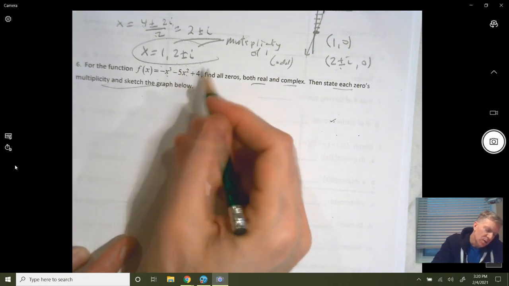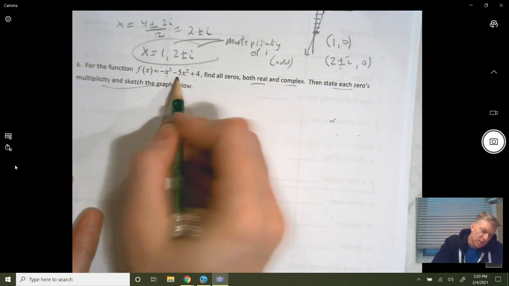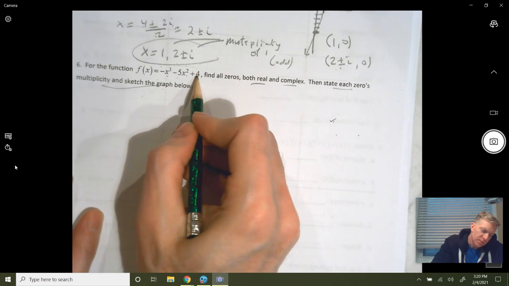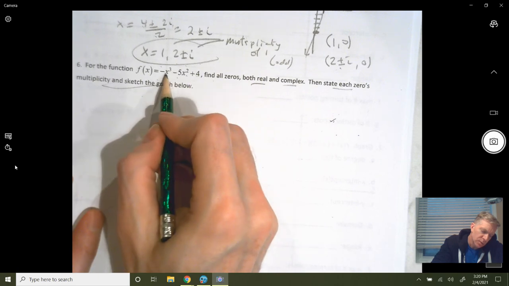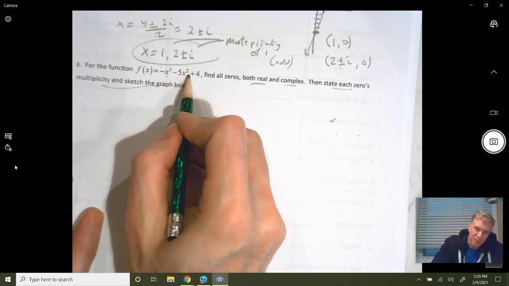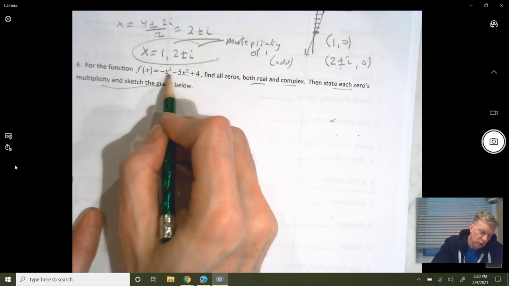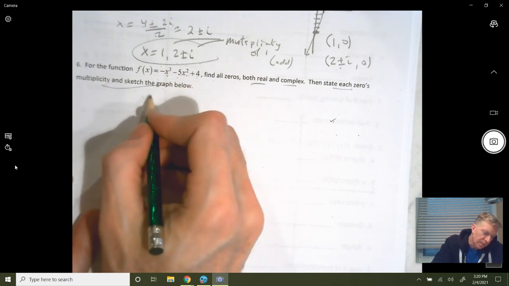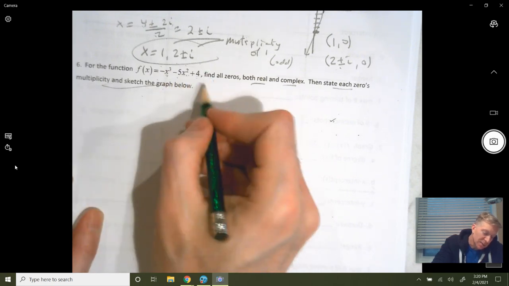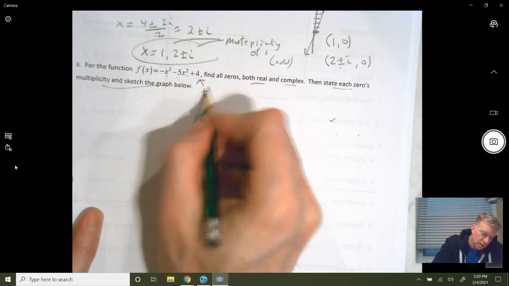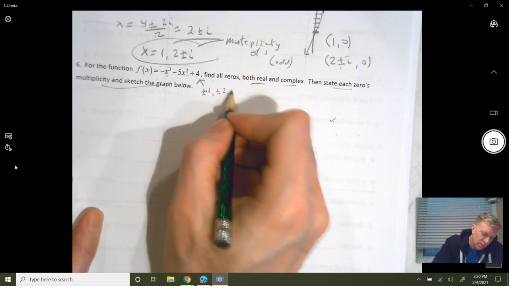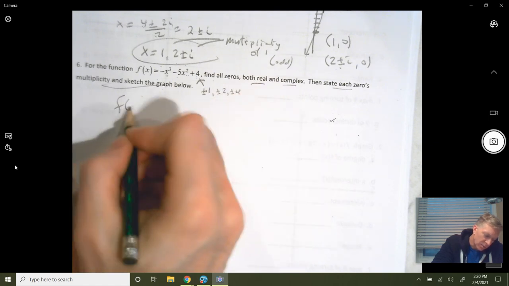The function: find all zeros, real and complex, then state each zero's multiplicity. Okay, so this one, we have to figure out what might work. And I think -1 might work because it's x cubed. We don't have an x term, we don't have a linear term. We've got a quadratic term and a cubic term and a constant. Okay, so the possible zeros are factors of 4. So possible zeros are plus or minus 1, plus or minus 2, plus or minus 4. I think -1 might work.